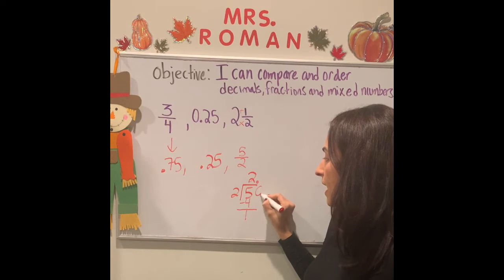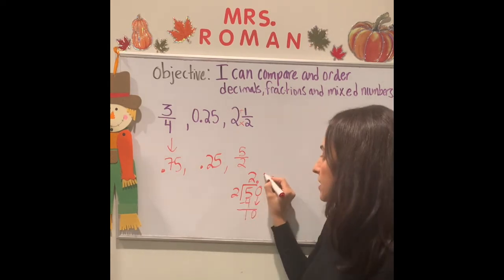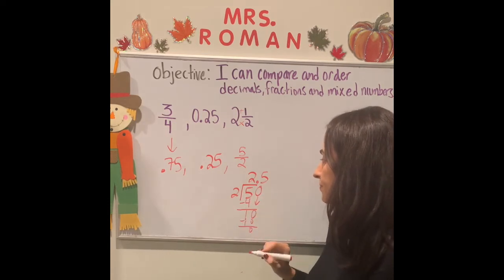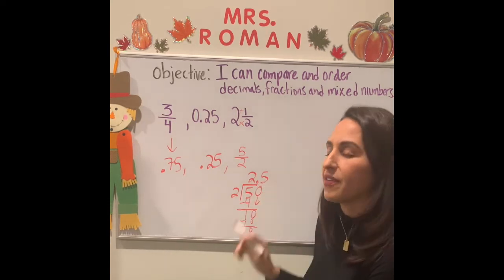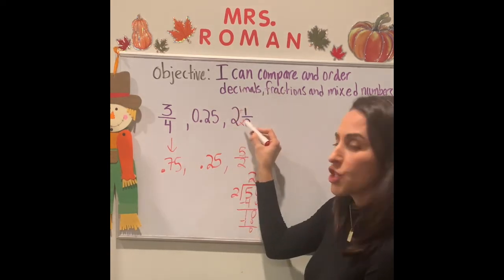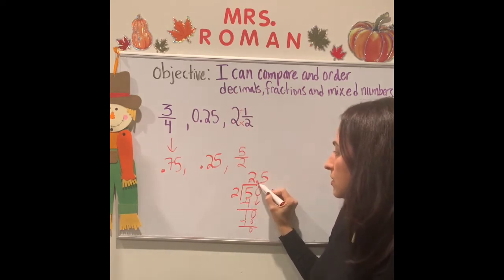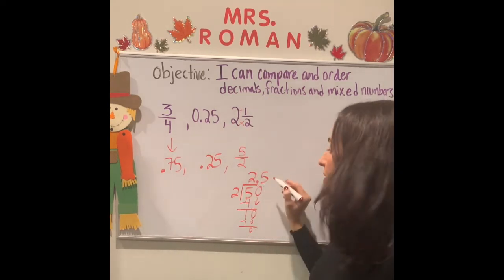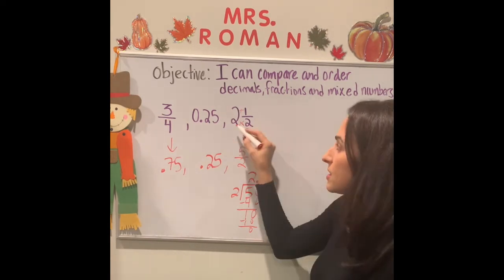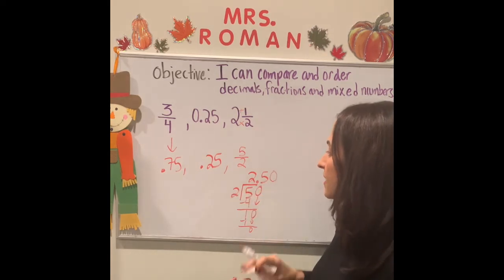Add a decimal, add a 0. 10 divided by 2 is 5. 5 times 2 is 10. No remainder. My answer is 2.5. Does that make sense? Well, let's look. 2.5. 2 wholes and 1/2. 2 wholes, 0.5. 0.5 is 1/2. Now look at this. If I add a 0, that's like $2.50. This is like $2 and half of another dollar, which is 50 cents. So that makes sense.